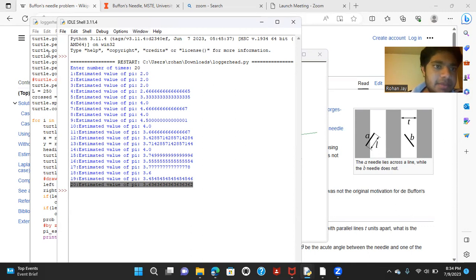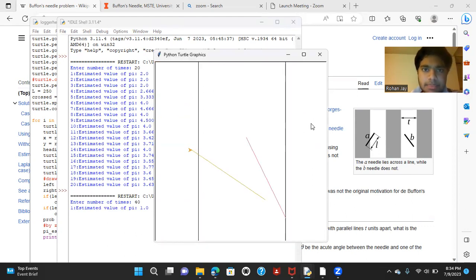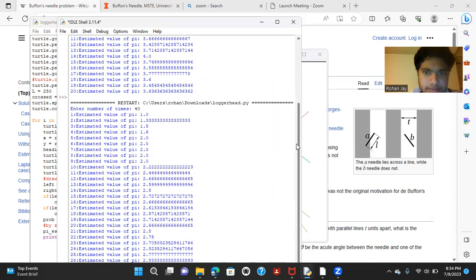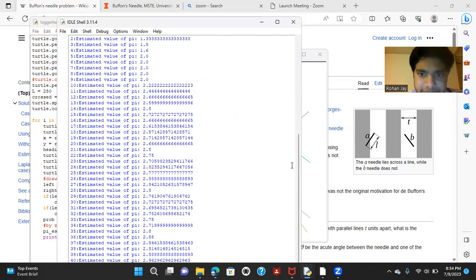So if we run it again, and let's do 50, 40. And you see we're getting pretty close, a lot closer. This is very close to 3, and the value of pi is around 3.14.